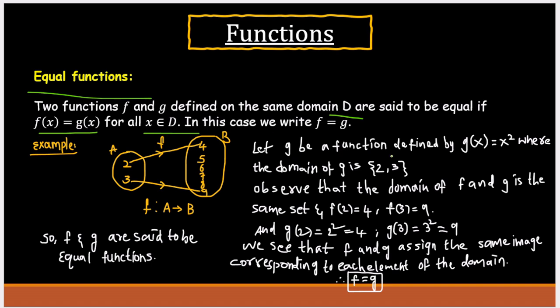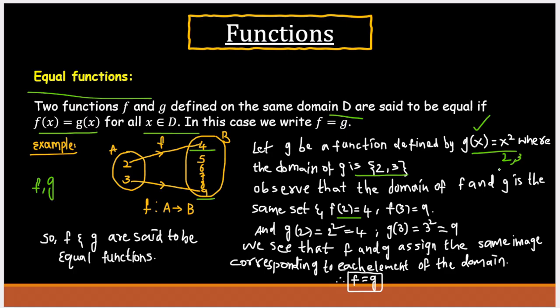Let g be a function defined by g of x is equal to x squared, where the domain of g is 2 comma 3. f and g should have the same domain, so we are taking the same domain for this g function, which is 2 comma 3. So observe that the domain of f and g is the same set, and f of 2 is equal to 4 and f of 3 is equal to 9.